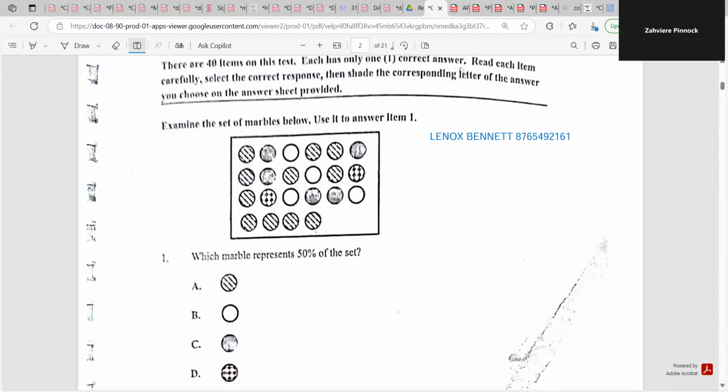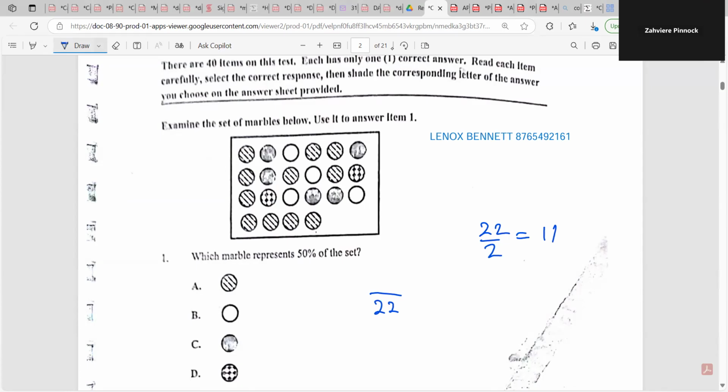Okay, so first, 50% is a half. When you count everything, you should get 22. Now we are going to say 2 into 22, which will give you 11. So you're going to count all the marble sets now.